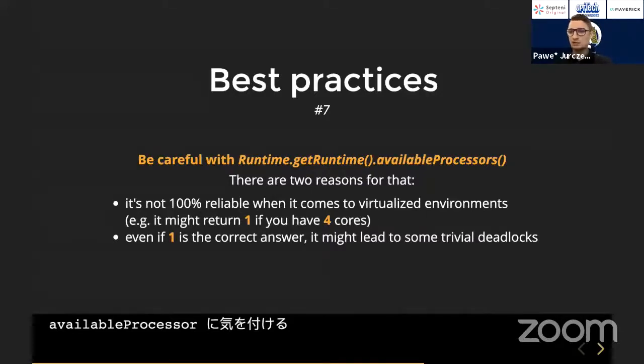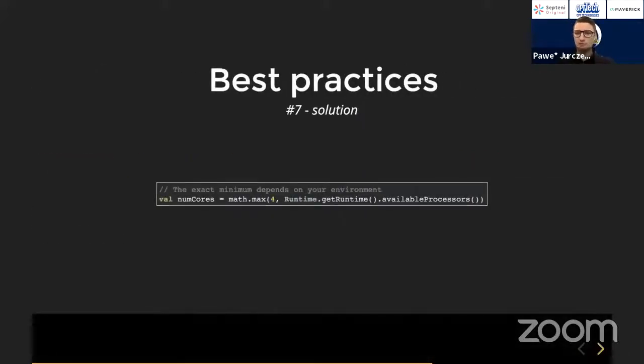Even if 1 is the correct answer because your hardware has only 1 CPU core, it's risky to have a thread pool with a single thread only, especially if you are planning to block on that thread pool, because blocking on a thread pool with a single thread might lead to some trivial deadlocks. And how can we protect against it?